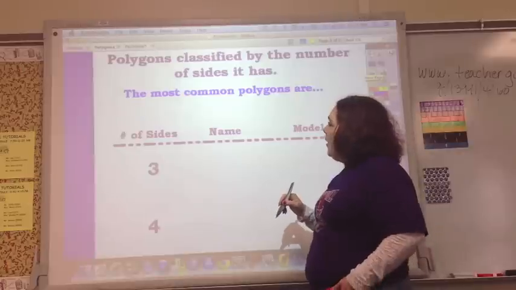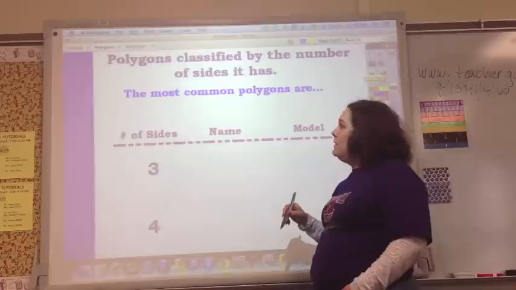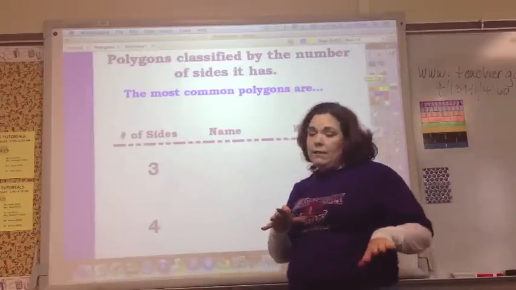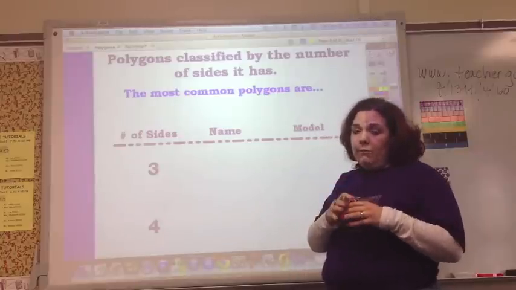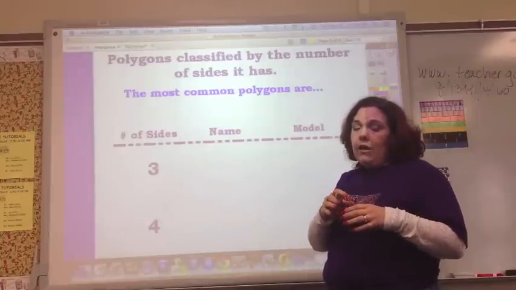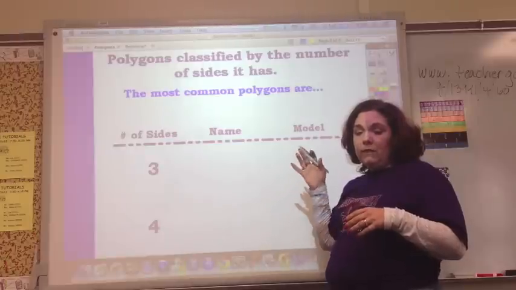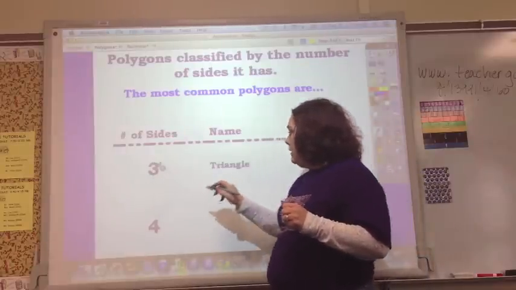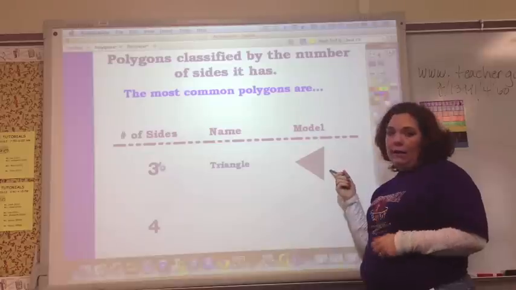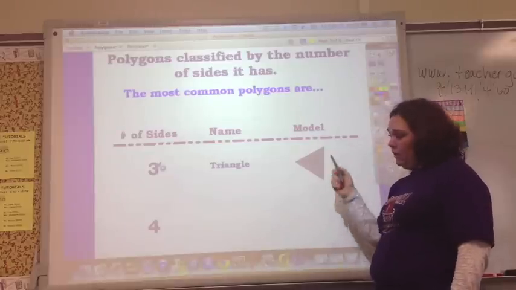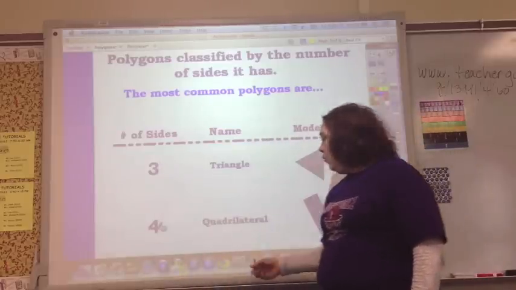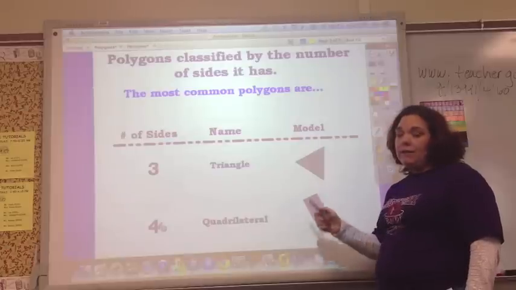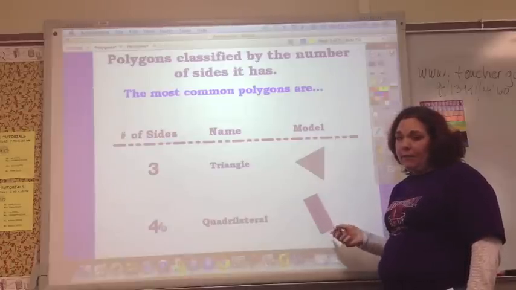A polygon is classified by the number of sides it has. The most common polygons are, and you need to jot this down in your notes so that you remember this, because you're not going to be tested directly over this, but you're going to have to know this stuff to answer other questions. If the number of sides is 3, of course it's a triangle, and it could be any kind of triangle. And if it has 4, it's a quadrilateral, which we learned about. There are different types of quadrilaterals, but any 4-sided figure is a quadrilateral.